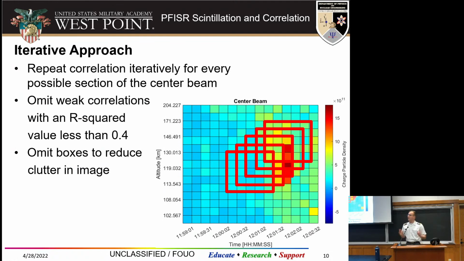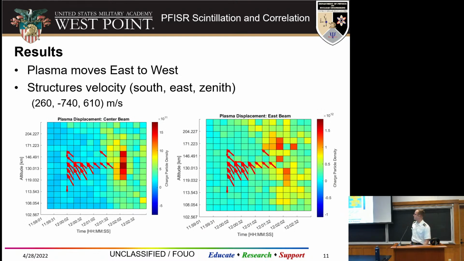We're going to do that iteratively for every possible subsection of the center beam to get every possible correlation, except now we're going to omit weak R² values, so basically correlations that are not deemed significant. For the purpose of this study for this storm, I've put that at 0.4 as an R² value. We're also going to omit the red boxes just because that's general clutter in the image. Our final result is what's seen here.